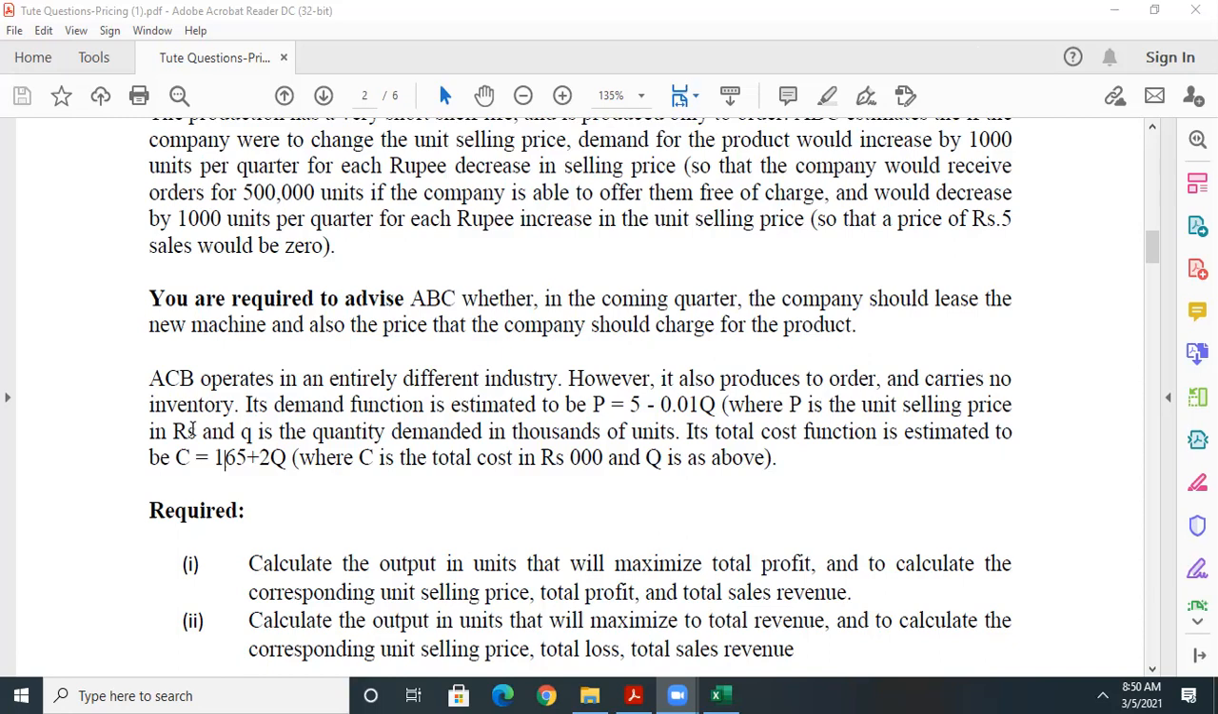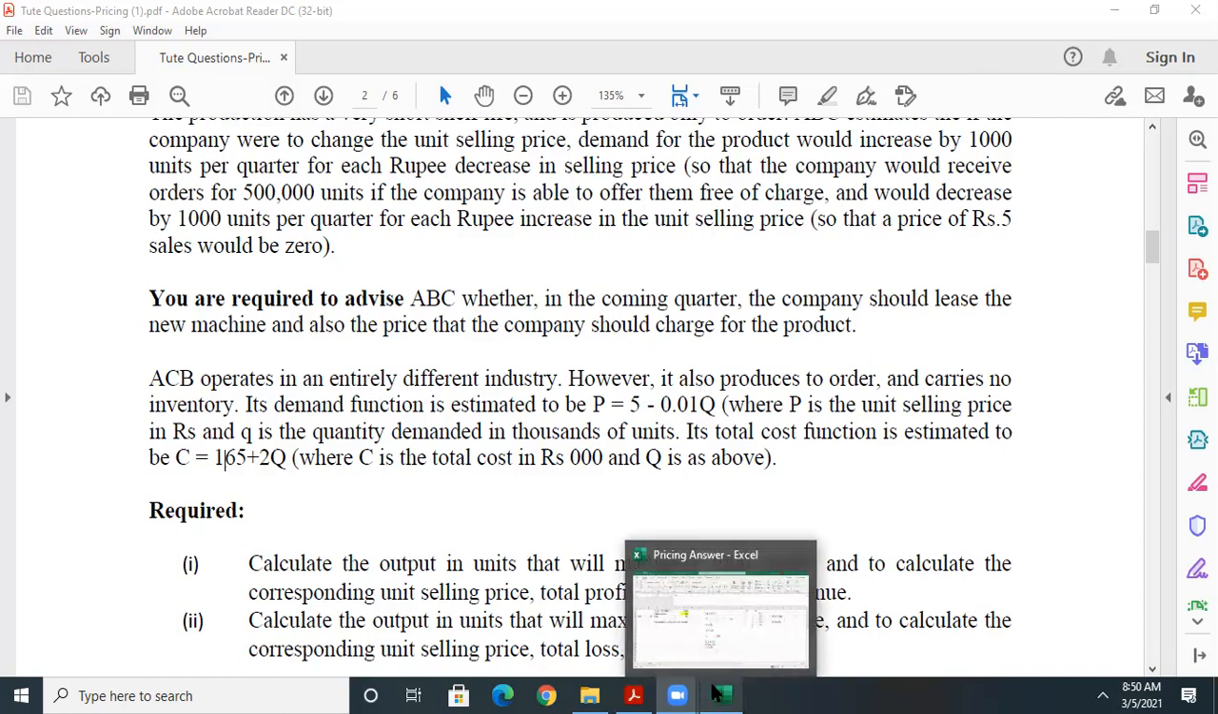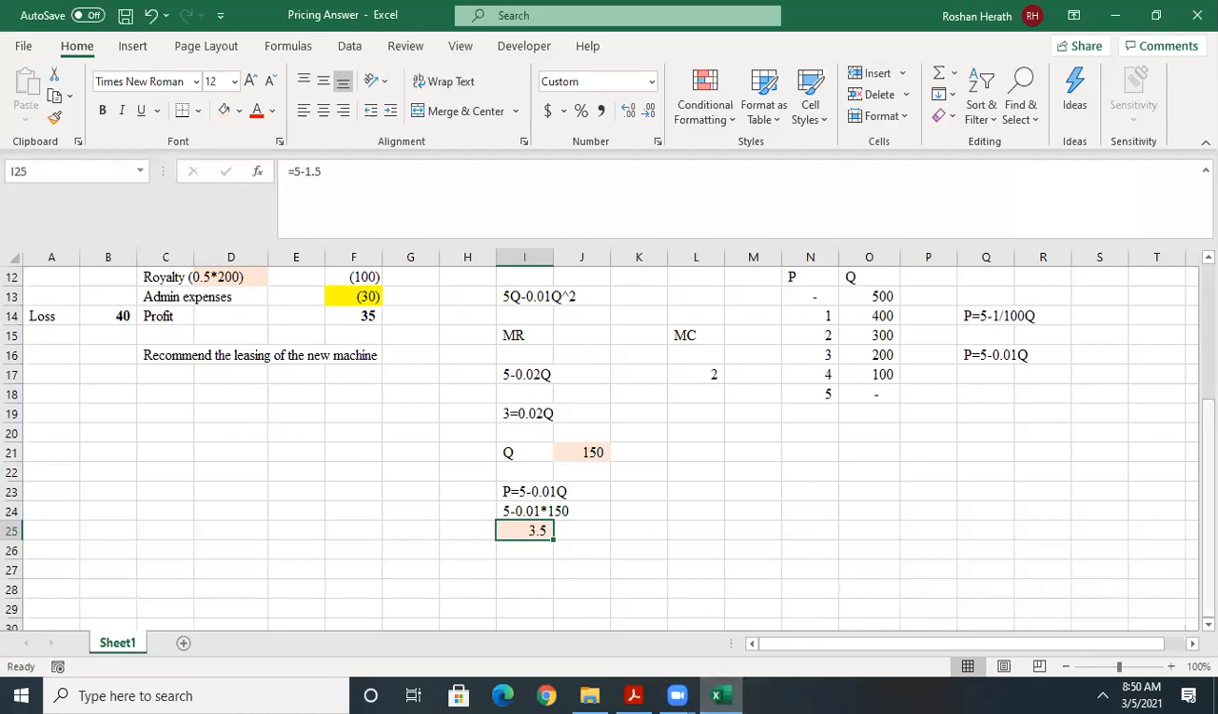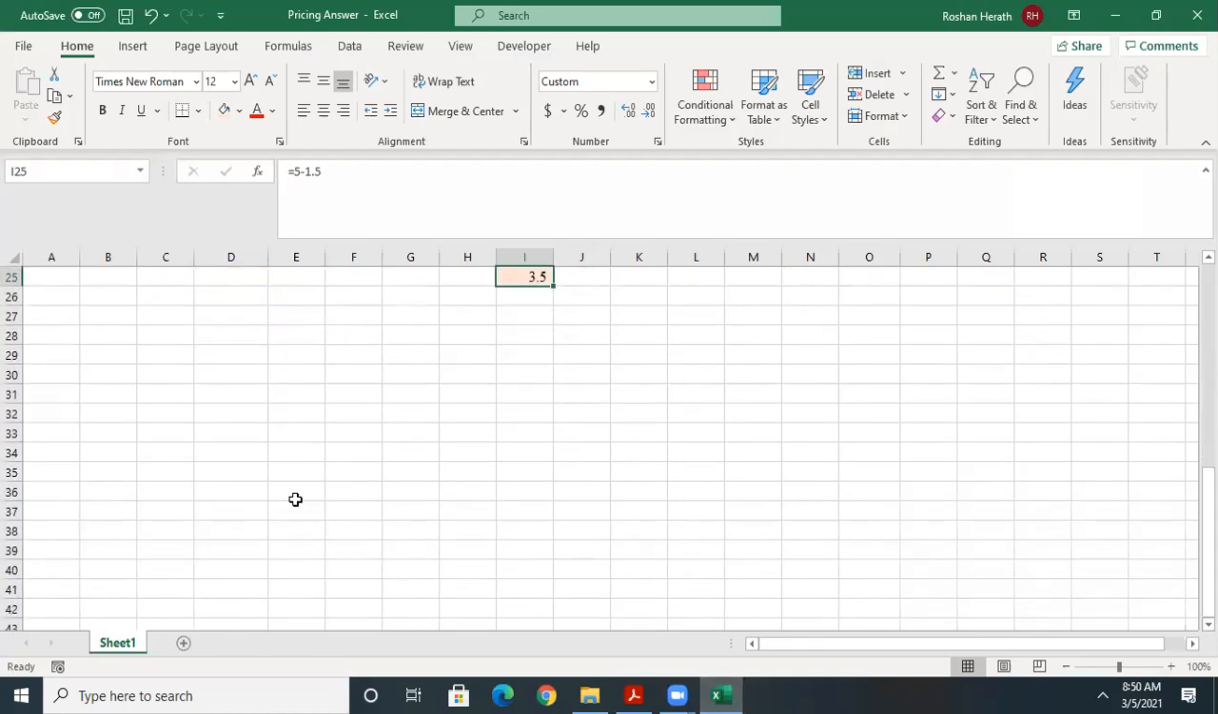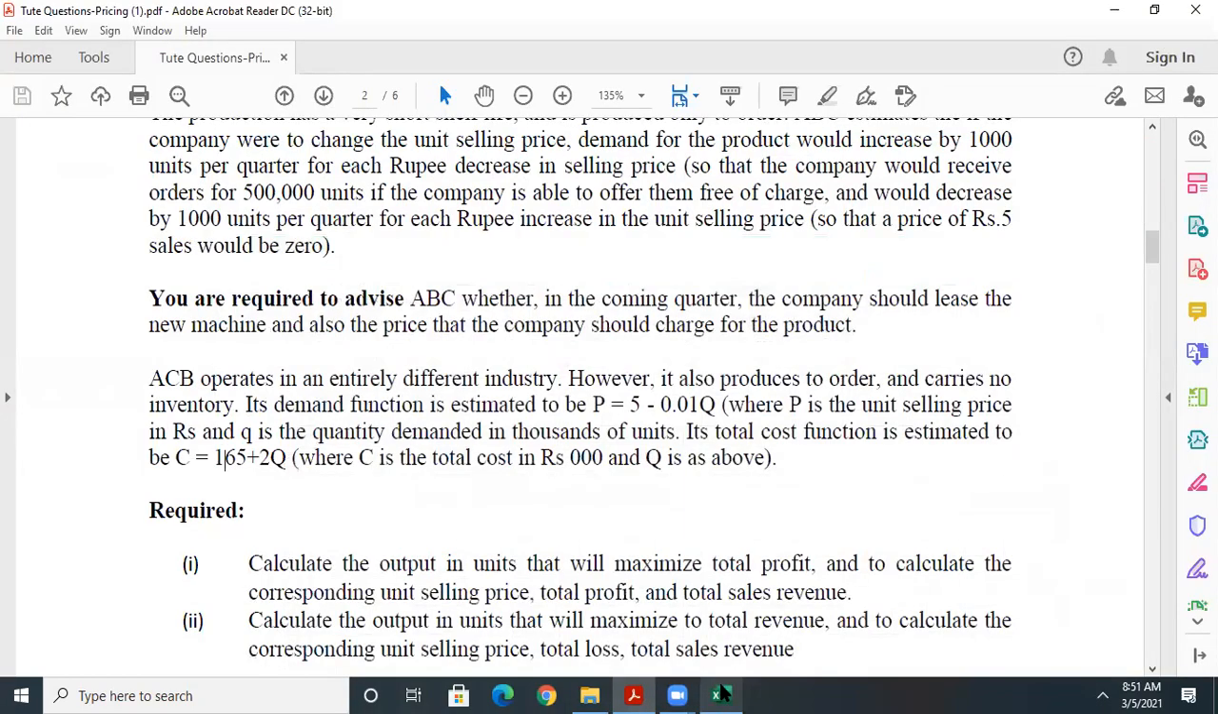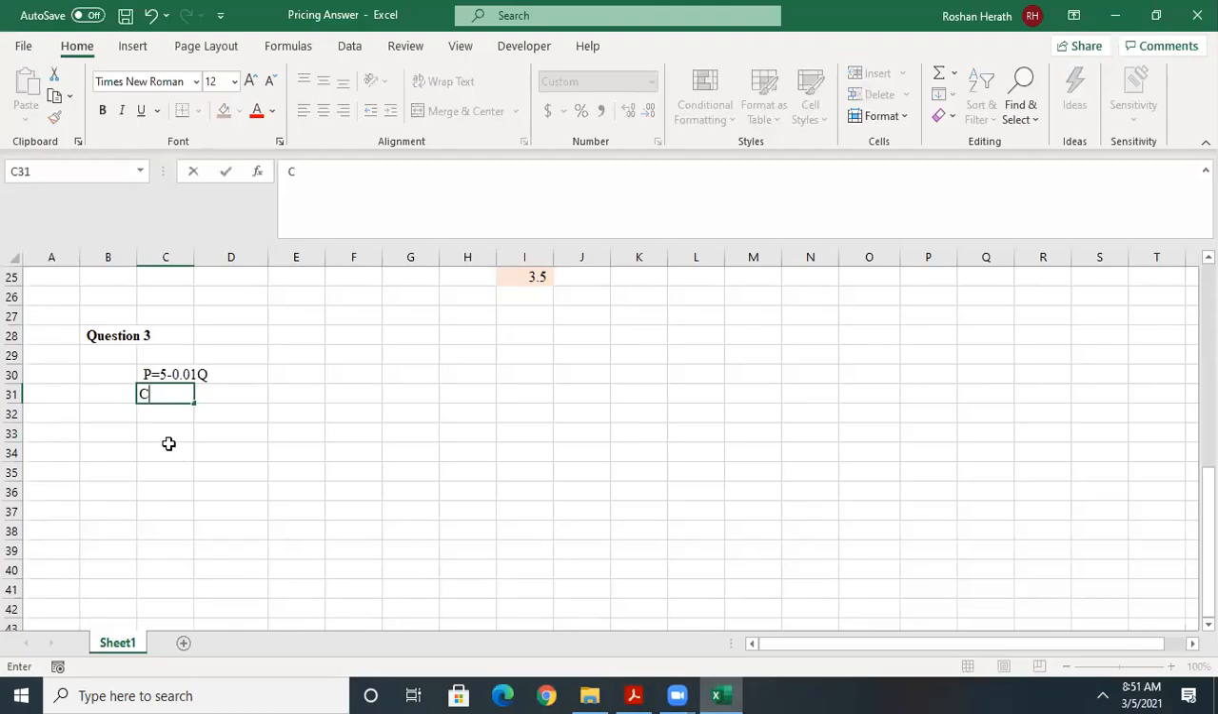Right. Okay. So without taking much time, let's look at question 3. In that question, you are given the price and cost functions, exactly similar to the previous one, but it's still worth looking at. The price function is given as P equals 5 minus 0.01Q, and the cost function is C equals 165 plus 2Q.